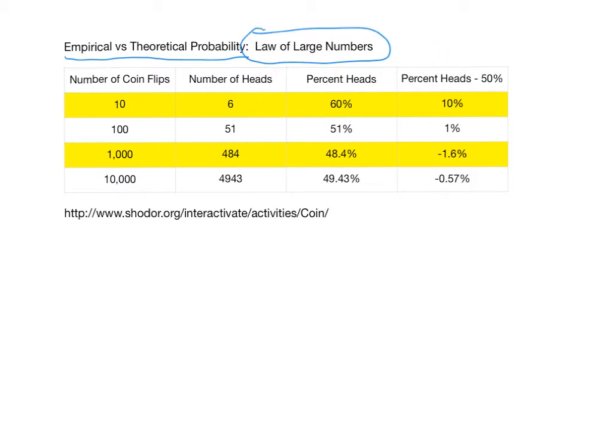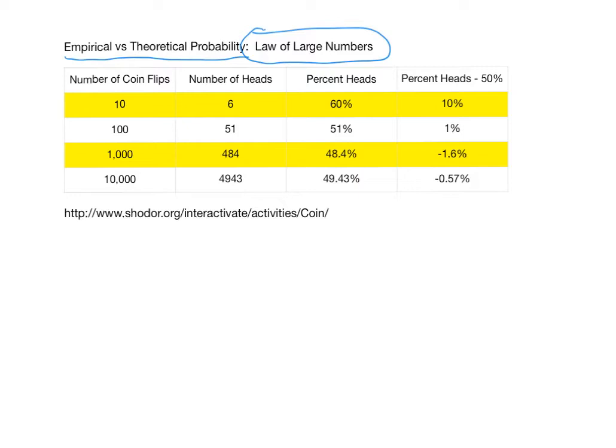So 10 flips, 6 times it came up heads and gave you a percent heads of 60%. Is that what you expected? What do you think the most likely percentage is that you would get? Probably you would say 5 out of 10 because you expect 50% heads, 50% tails, but it doesn't always come out exactly like that. You could very well get 6 heads out of 10 flips.